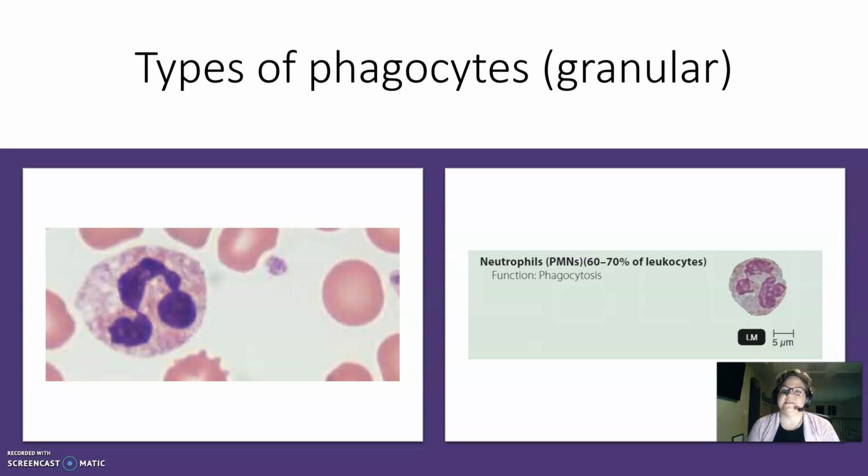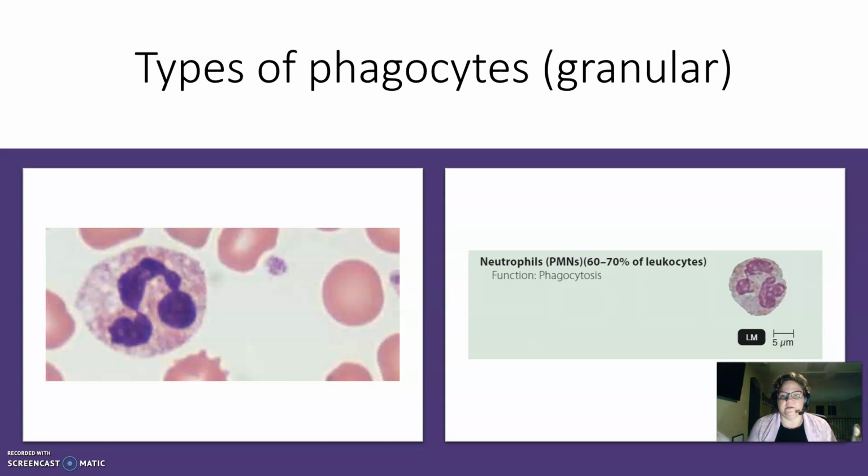So our different types of phagocytes, these are granular again, so underneath the microscope you are going to be able to identify those grains, or those little granules. Our first one that I want to talk about is neutrophils. I want to talk about these first because they are the most prolific. In our white blood cells, neutrophils make up between 60 and 70% of the white blood cell count.